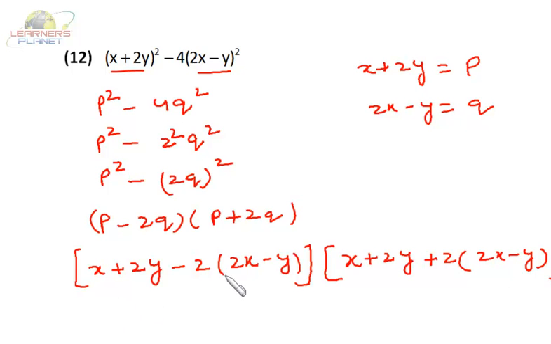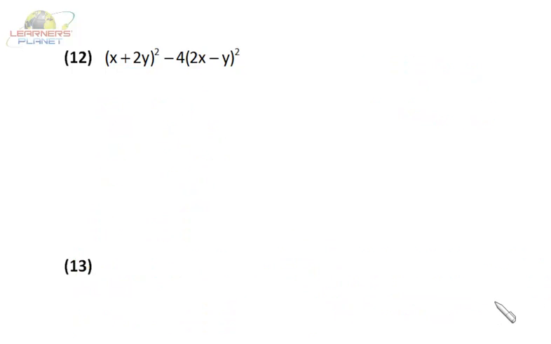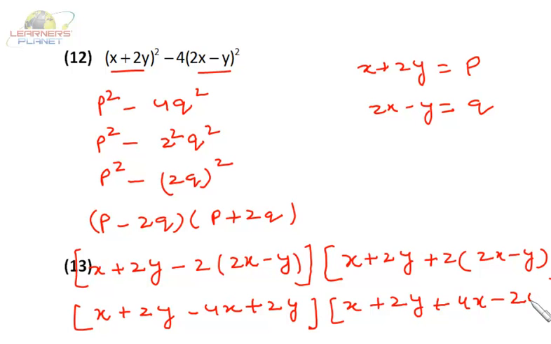Now in the next step, we have to open the bracket and simplify it. Okay, so it's x plus 2y minus 2 into 2x is 4x, minus 2 into minus y is plus 2y. Then it is x plus 2y plus 2 into 2x is 4x, and 2 into minus y is minus 2y. Okay.